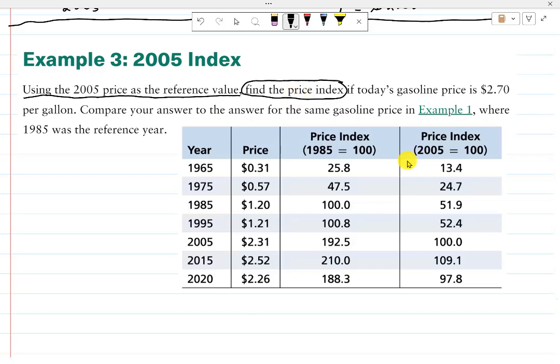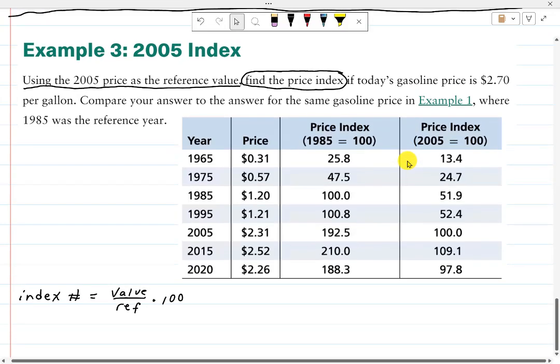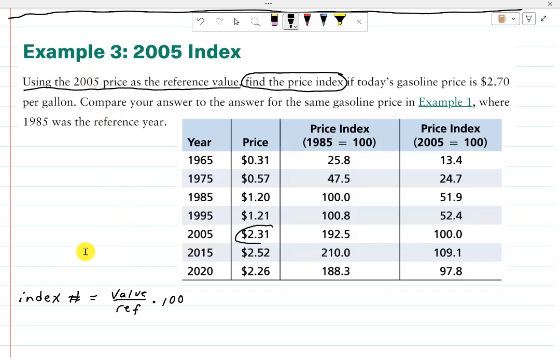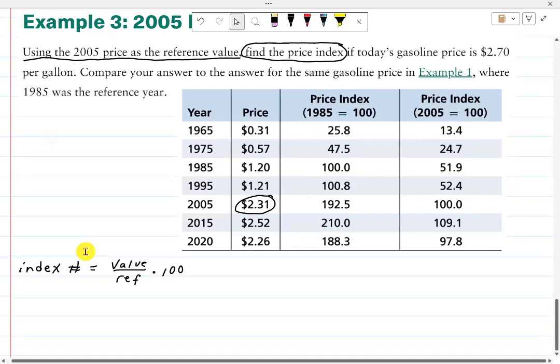Remember, an index has a different formula. The index number, let's call it this, is some value divided by a reference times 100. What's the value that we're going to use? Well, they say to use the reference of the 2005 price. So this is our reference right here, so I'm going to put 231 up under there.